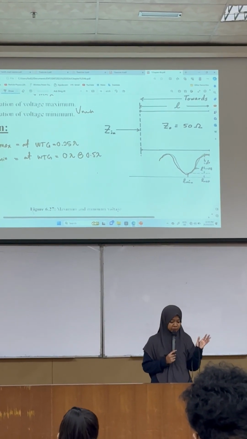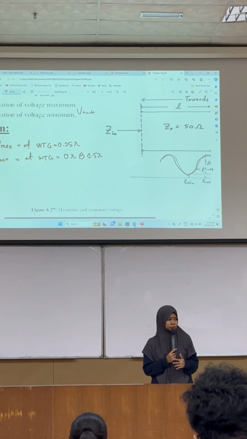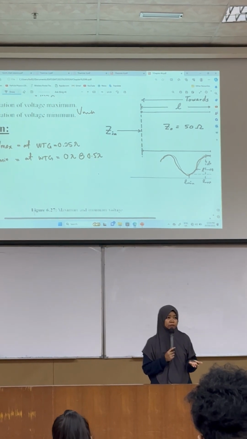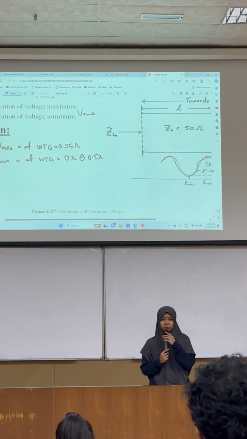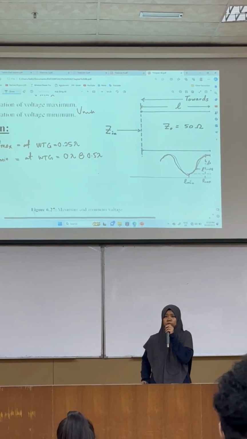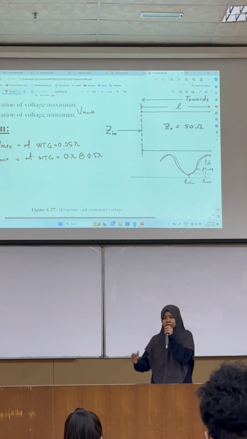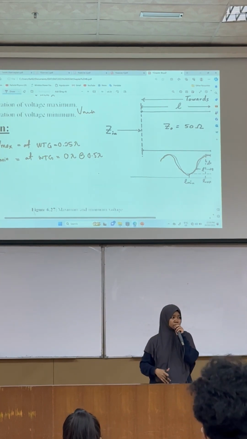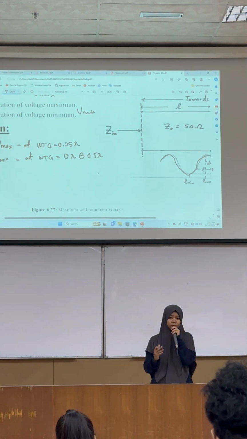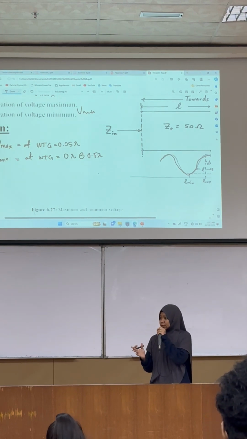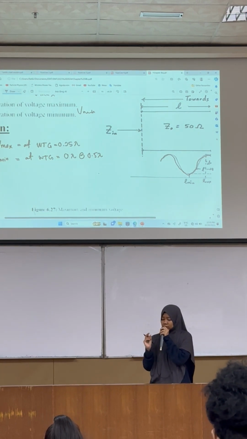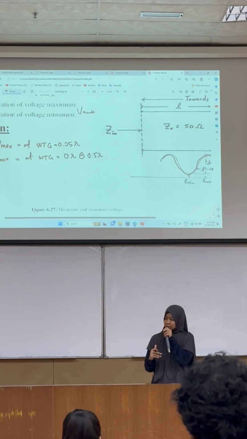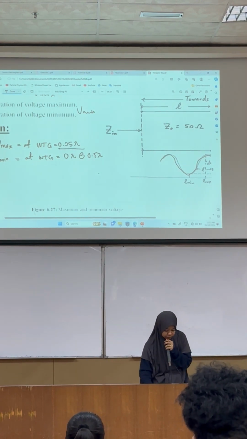So basically the minimum and maximum voltage usually happen at the load. What happens at the load, if it is the maximum value or the minimum value? So that's why you have to identify the locations of Vmax and Vmin. So this is the rule of thumb.